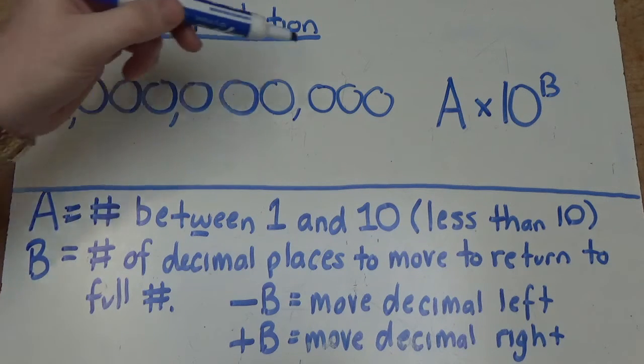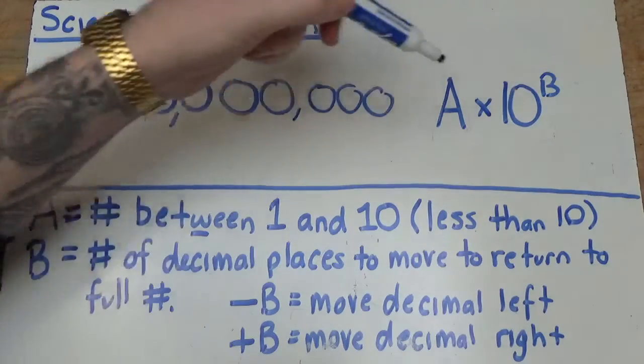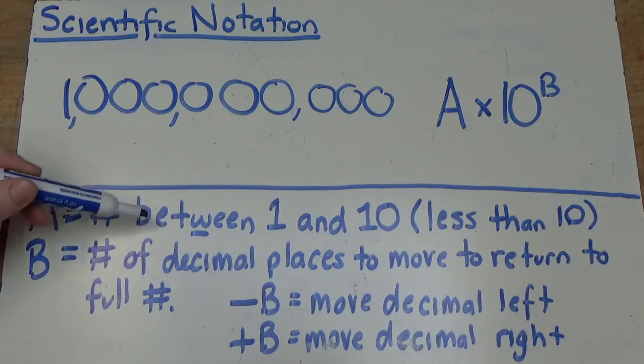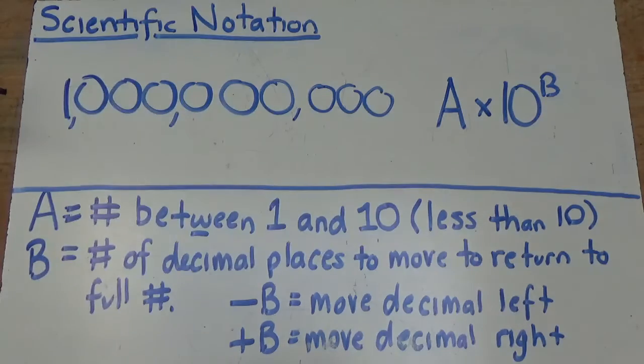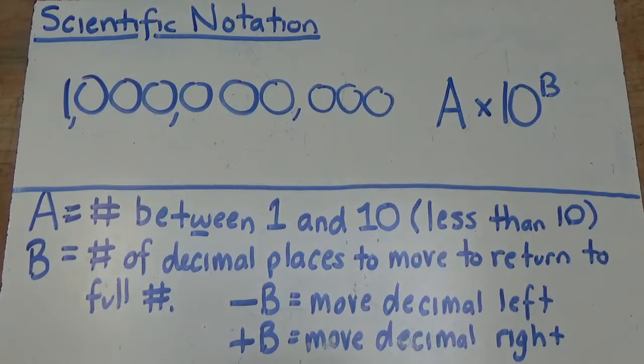Scientific notation is in the general form A times 10 to the B, where A is a number between 1 and 10, and it must be less than 10. So I want to look at 1 billion and ask myself, where can I put a decimal point to make this number between 1 and 10? Well, I can put it right here.